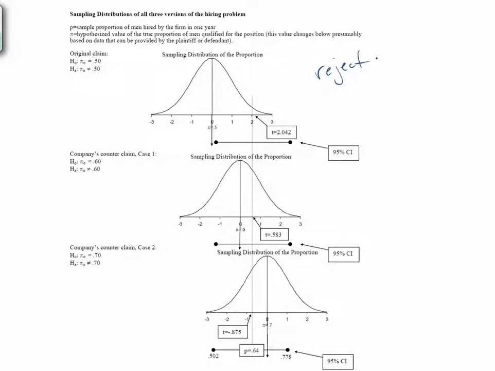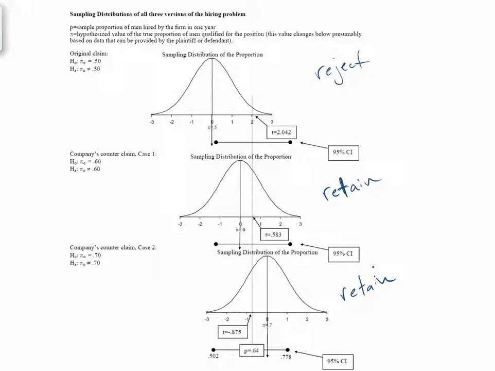When our null hypothesis changed to 0.6, we find that the proportion hired of 0.64 was not statistically more than the expected proportion. And so in this case, we fail to reject, or we retain, the null hypothesis. And in the third example, the population proportion is 0.7. We get 0.64, which is less than the hypothesized mean, but it is still not statistically less. So once again, we would still retain the null hypothesis.